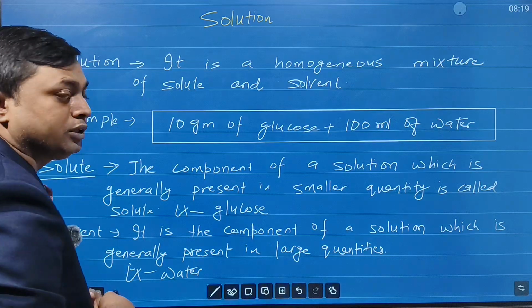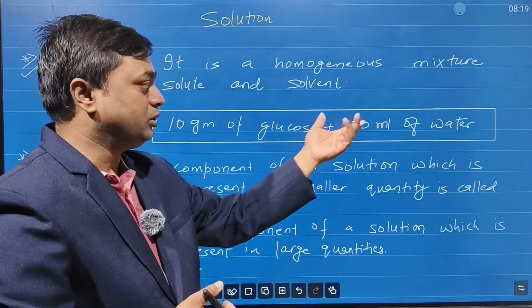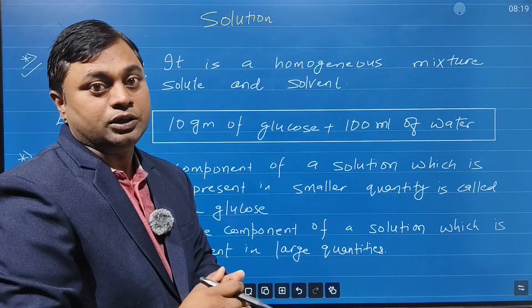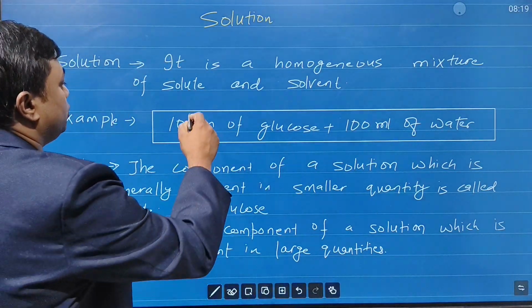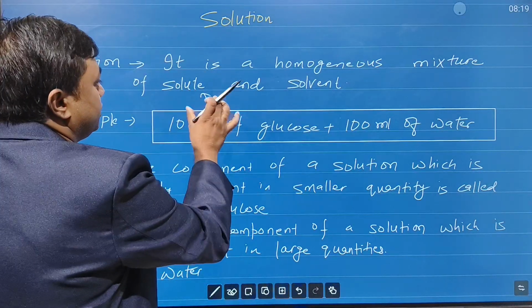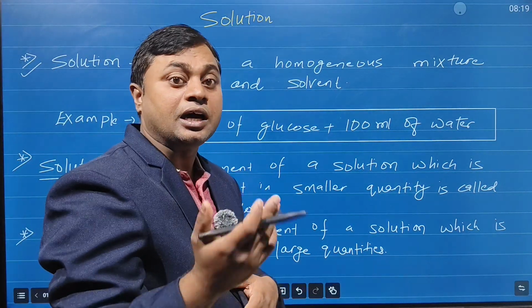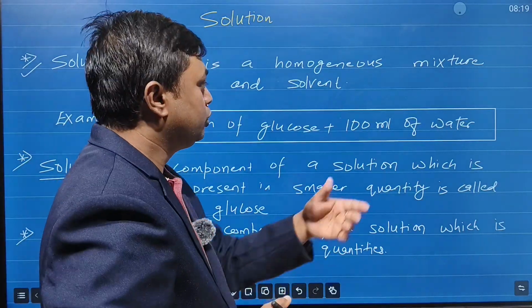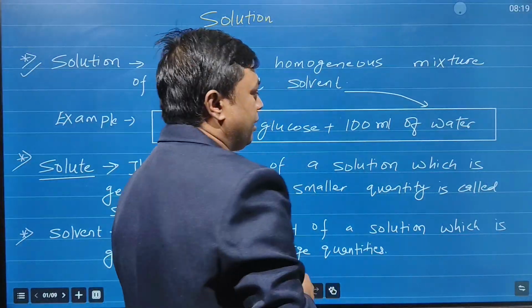What do you mean by solute? What do you mean by solvent? See, once you dissolve 10 gram of glucose in 100 ml of water, the component which is present in a smaller quantity is called solute. So here 10 gram of glucose is there, so glucose is solute, and the component which is present in generally larger quantity is called solvent. So water is present in large quantity, so water is what? A solvent. Am I clear?